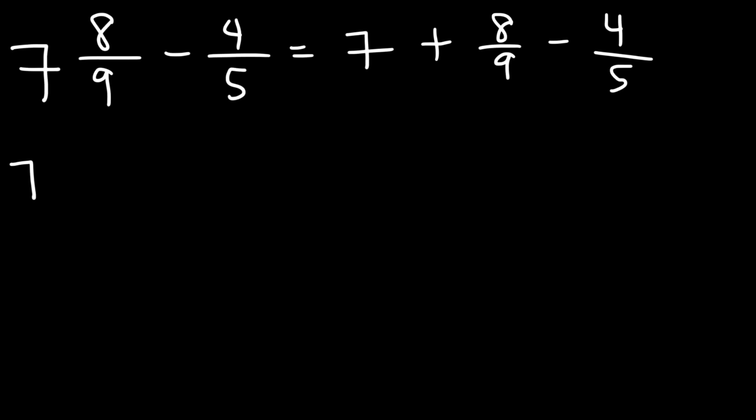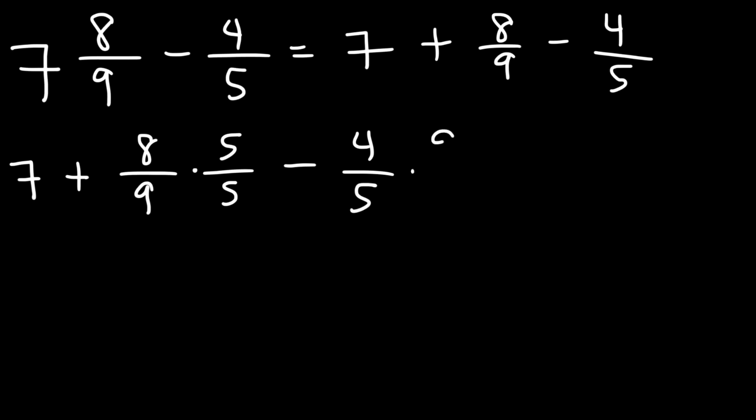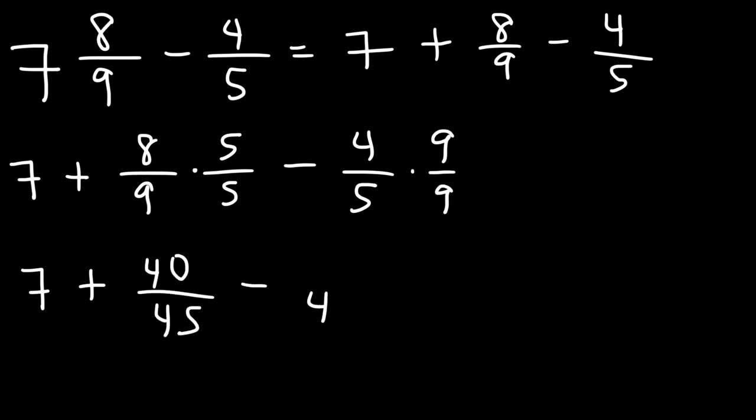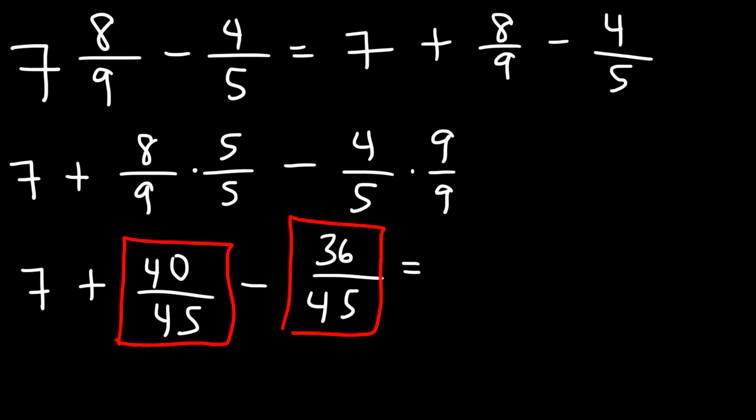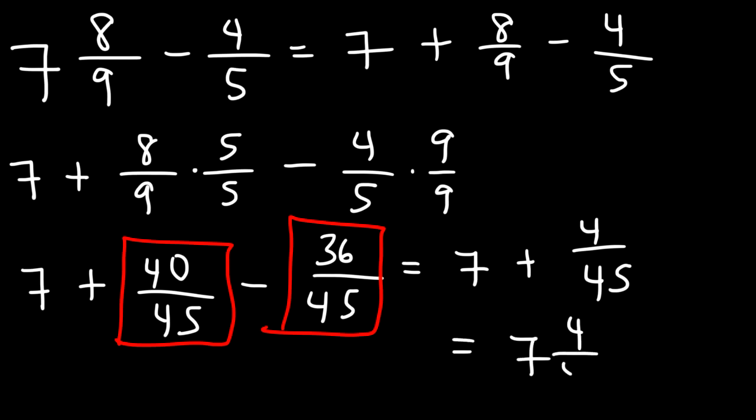So let's get common denominators. 9 times 5 is 45. So therefore, I need to multiply the first fraction by 5 over 5, and the second one by 9 over 9. 8 times 5 is 40, 9 times 5 is 45, and 4 times 9 is 36. So now we could subtract these two fractions. 40 minus 36 is 4. So the final answer is going to be 7 and 4 over 45.